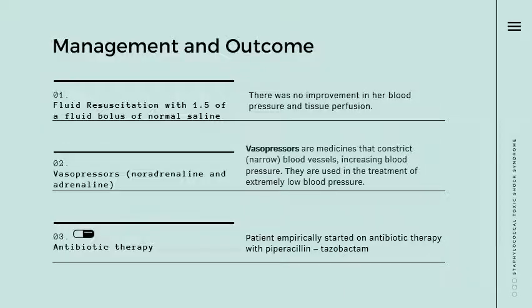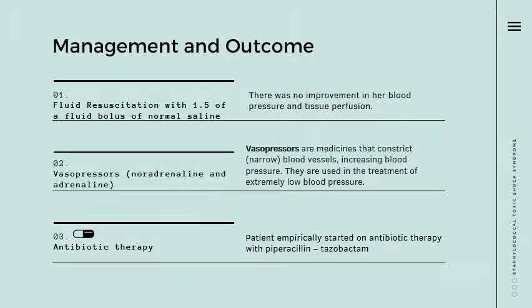Management of the patient's condition includes fluid resuscitation with 1.5 of a fluid bolus of normal saline. This was an attempt to increase her blood pressure and tissue perfusion, but there were no signs of improvement. So they gave her vasopressors, noradrenaline and adrenaline. Vasopressors are medicines that constrict blood vessels, increasing blood pressure. They are used in the treatment of extremely low blood pressure, or hypotension.